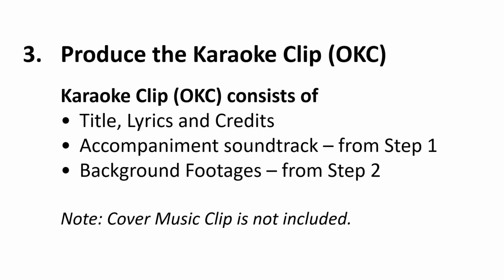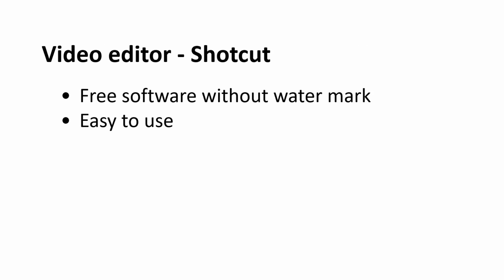Step 3 is to produce the karaoke clip. The karaoke clip consists of title, lyrics, and credits, the accompaniment soundtrack from step 1, and background footages from step 2. To assemble all these media to produce the karaoke clip, you need to use video editing software.